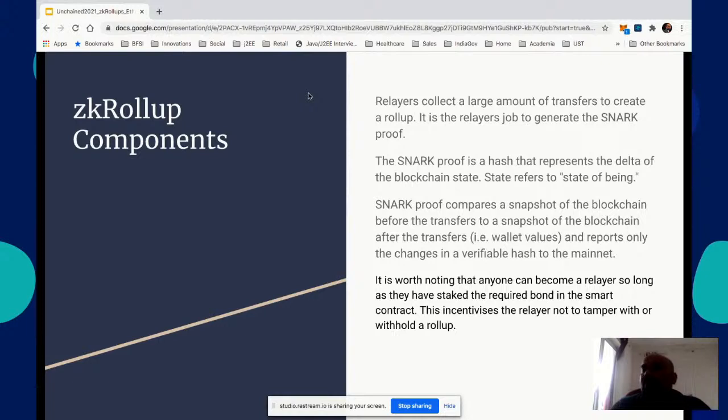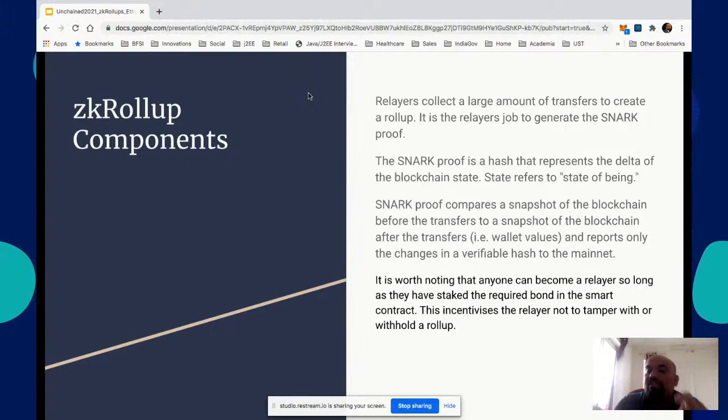A snark proof is essentially a hash of a blockchain state or the delta state of the blockchain. Delta means it is not committed yet. That is called state of being. The snark proof compares the snapshot of the blockchain before the transfer to the snapshot of the blockchain after the transfer. So this is like version control systems, right? You check the previous and the current version. So you take a read-only snapshot of the blockchain before the transfer, compare it with the snapshot after the transfer, and report only the changes in a verifiable hash to the mainnet.